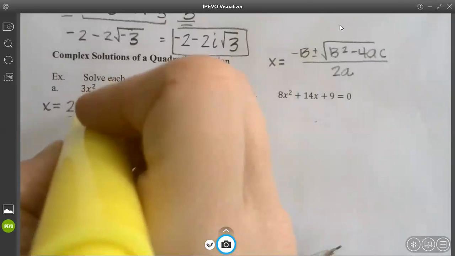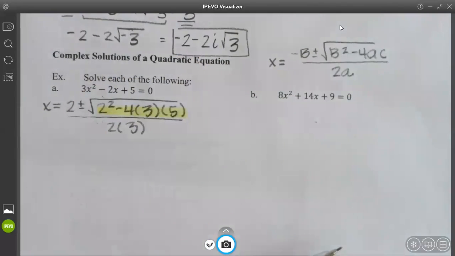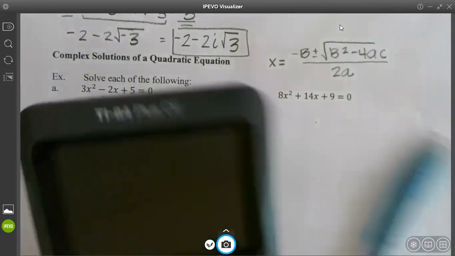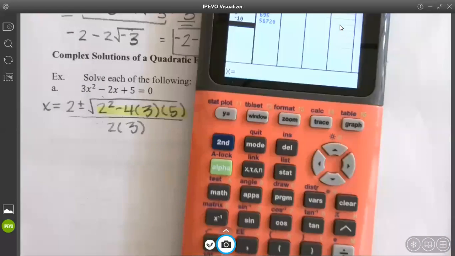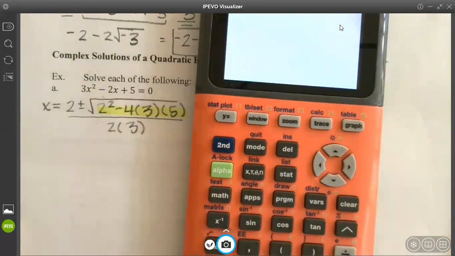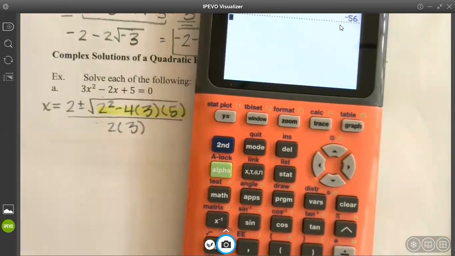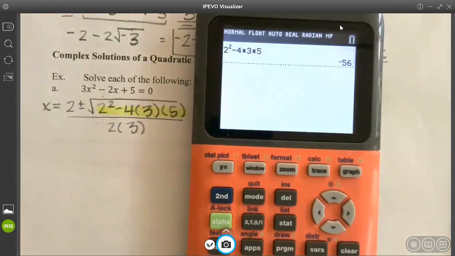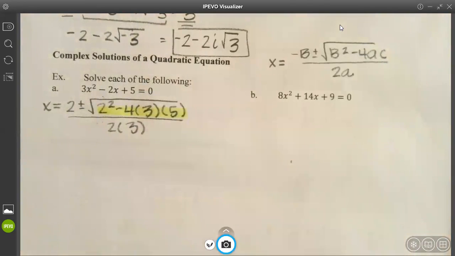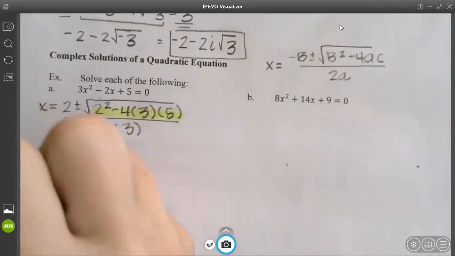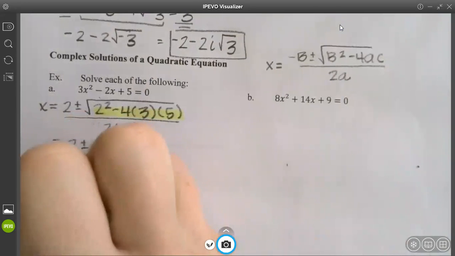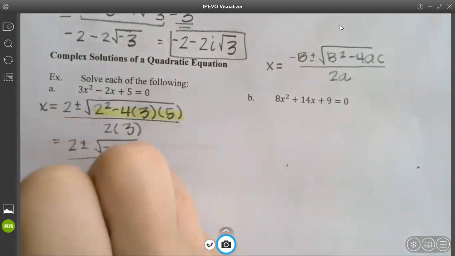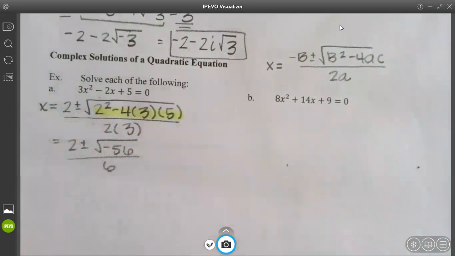You want to just work out the underneath to begin with. If you have to be lazy, that's fine. 2 squared minus 4 times 3 times 5. So I got it. So we get -56. Then we're going to rewrite it, plus or minus the square root of -56 over 2 times 3 is 6.